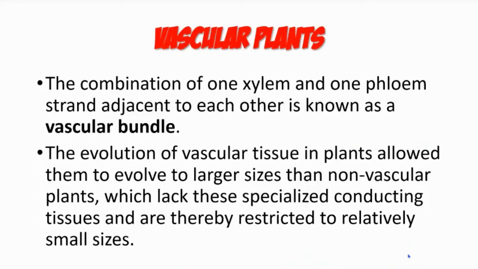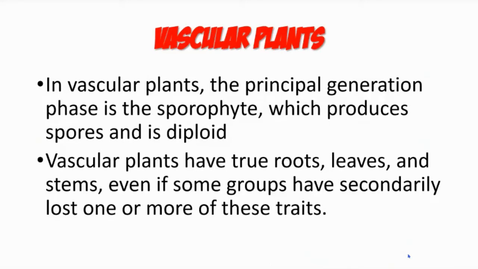So, the combination of one xylem and one phloem strand adjacent to each other is known as a vascular bundle. So, the evolution of vascular tissue in plants allowed them to evolve to larger size than non-vascular plants, which lack these specialized conducting tissues and are thereby restricted to relatively small sizes only. So, in vascular plants, the principal generation phase is the sporophyte, which produces spores and is diploid. No? Alam naman natin yung pinagkaiba ng haploid at saka diploid, diba? Balik tayo sa previous lesson natin sa cell reproduction. So, vascular plants have true roots, leaves, and stems, even if some groups have secondarily lost one or more of these traits. No? Base sa nakikita natin.